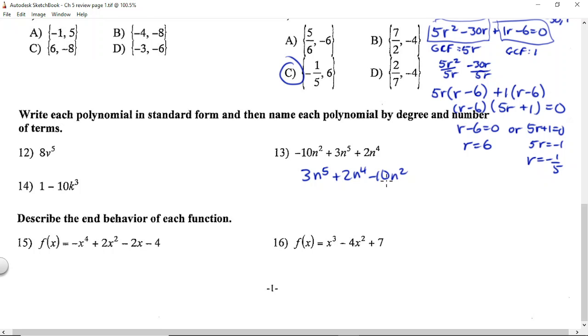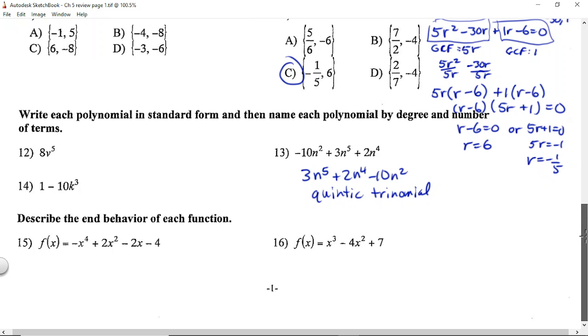And then we have to name it, okay, by degree and number of terms. And so by degree, this is a quintic because that's 5. Degree 5 is quintic. And by number of terms, it's a trinomial because that has 3 terms. Okay, so a quintic trinomial. Okay, so let's go on.